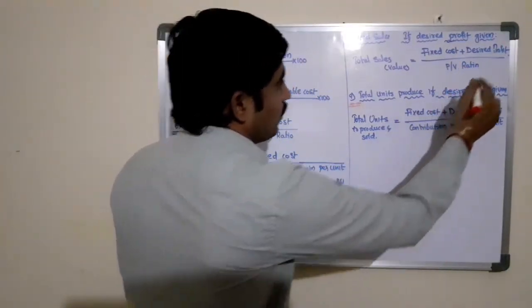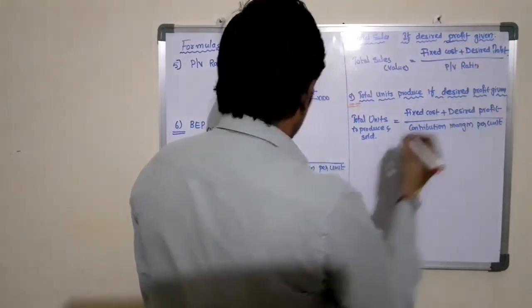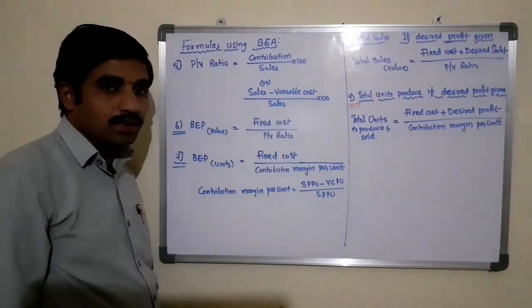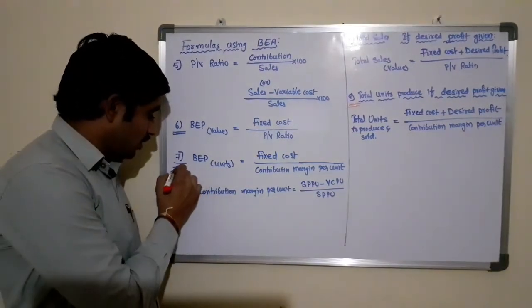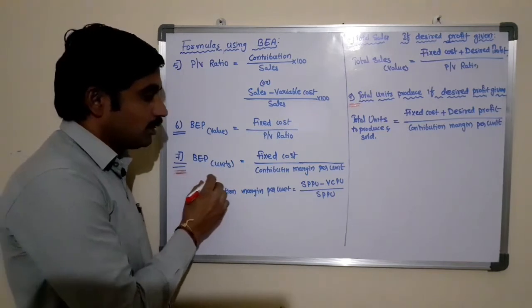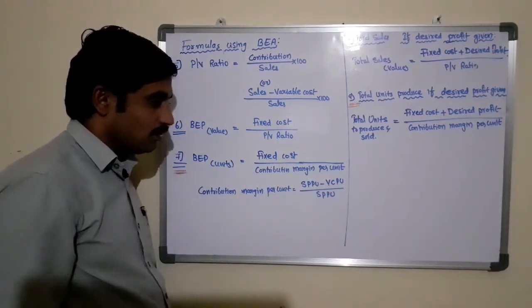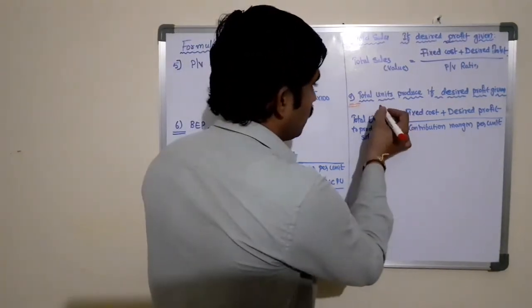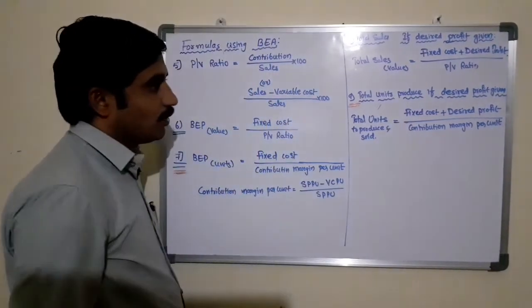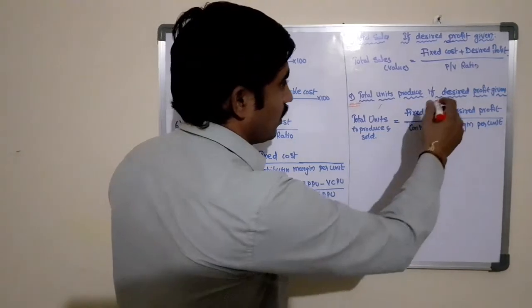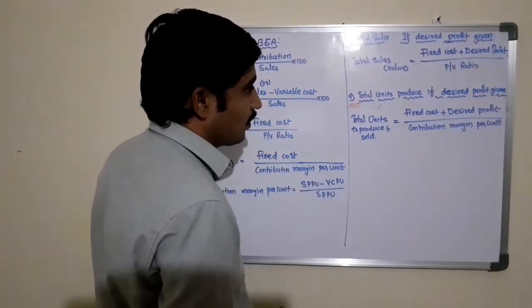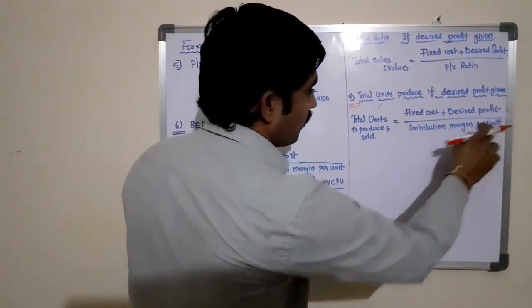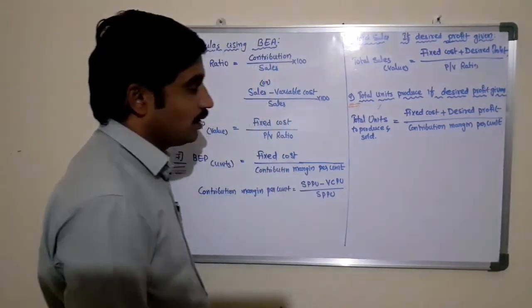Whereas in case of break-even point, fixed cost by PV ratio simply. Similarly, in case of break-even point in units, we are using the formula fixed cost by contribution margin per unit. In case of total units produced and sold in the market, if you want to achieve the desired profit, fixed cost plus desired profit by contribution margin per unit.